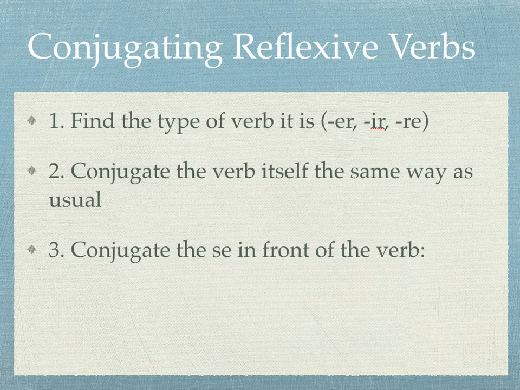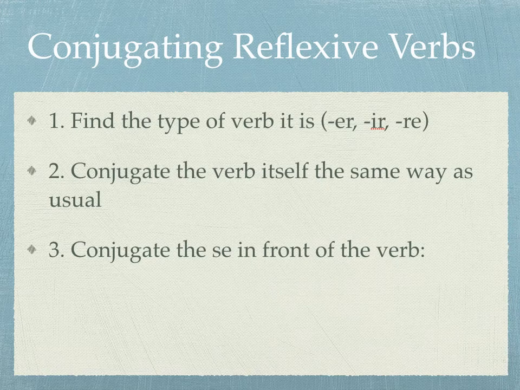In order to conjugate reflexive verbs, we're going to follow 3 basic steps. It's almost the exact same as a non-reflexive verb. The first thing you're going to do is figure out the type of verb it is by looking at the last 2 letters. Almost all reflexive verbs are either ER, IR, or RE verbs. There are very, very few irregular reflexive verbs. They do technically exist, but 98% of the time it's going to fall into one of our regular patterns. There are far fewer irregular reflexives than random irregular verbs.